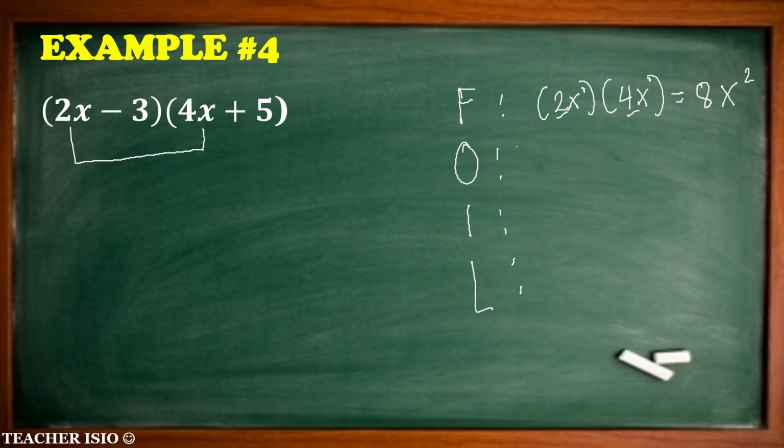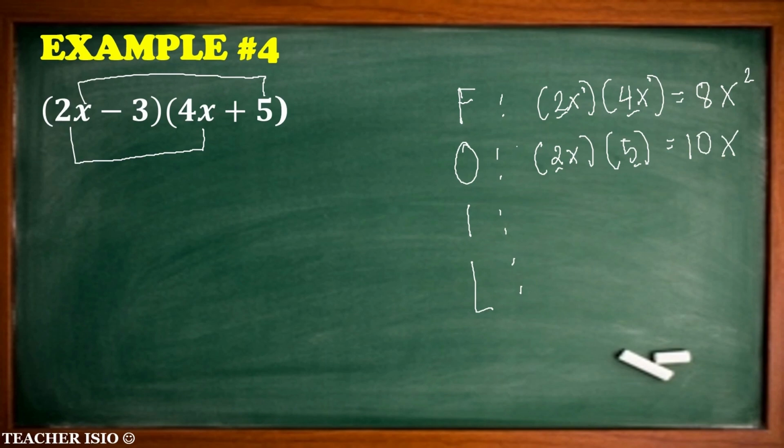Next, let's have O, the outer term. 2x times 5. So just multiply the numerical coefficient. So the numerical coefficient and then the constant. 2 times 5, we have 10, and then copy the variable. So 2x times 5, we have 10x.